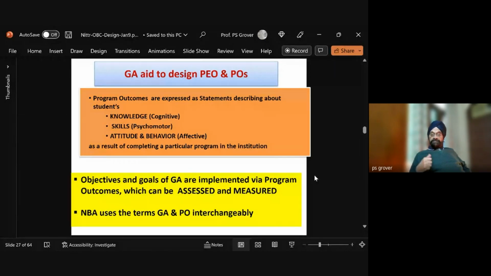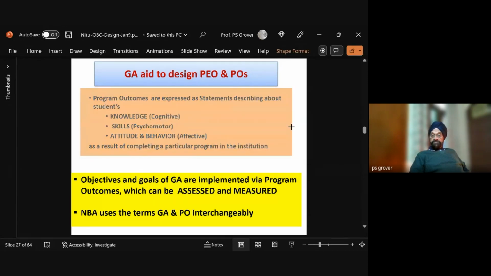Knowledge we characterize as cognitive. Skills are psychomotor, like working in a lab or using an instrument. And attitude and behavior are affective. Now, see, we have been lacking in this, and NEP 2020 specifies value-based education.